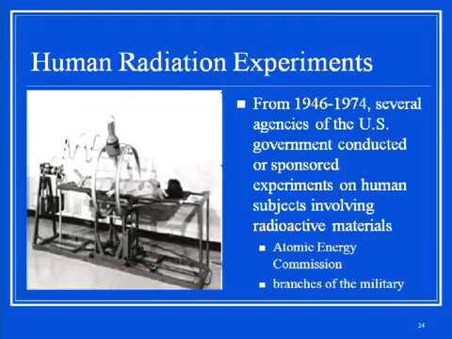So next we have the human radiation experiments, and these were conducted between 1946 and 1974 by several U.S. agencies. There were experiments on humans involving radioactive materials, and it involved branches of the military, so it's highly classified. It's hard to get accurate accounts of exactly what happened.